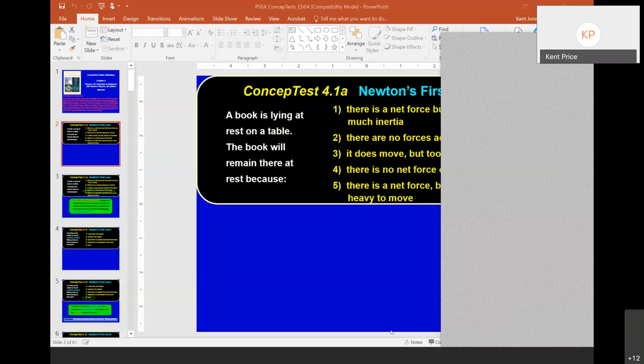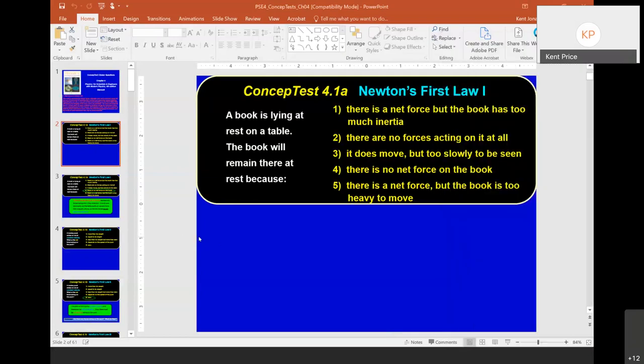Okay, well, this is the first law problem, which says that an object will remain at rest if there's no net force on it. So that means there's no net force on the book. That doesn't mean that there are no forces at all acting on it, because gravity is still pulling it down and the table is still pushing it up. So there are forces on it, but they cancel each other out and there's no net force.